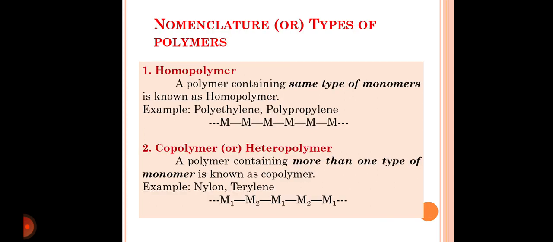When we consider the nomenclature or types of polymers: homopolymers, which are polymers which contain same types of monomers, example polythene, polypropylene, etc. And a copolymer, which is also called as heteropolymer. It is a polymer which contains more than one type of monomer. So for example, nylon, terylene, etc.